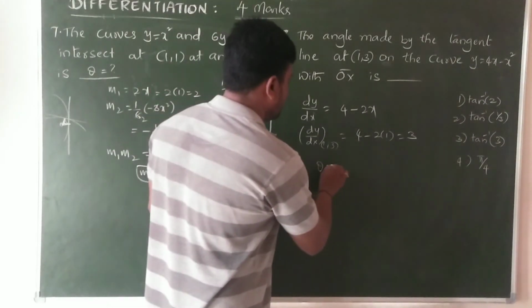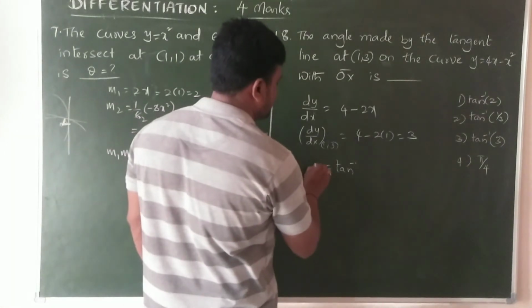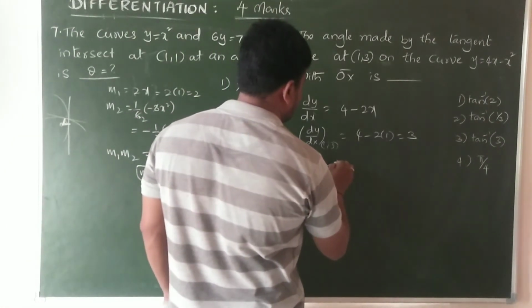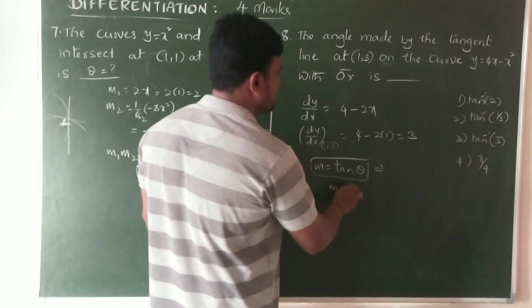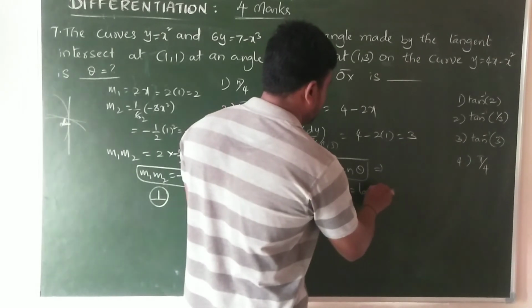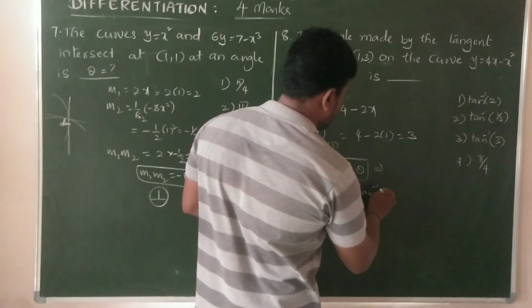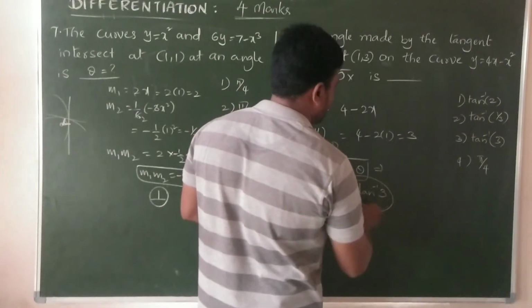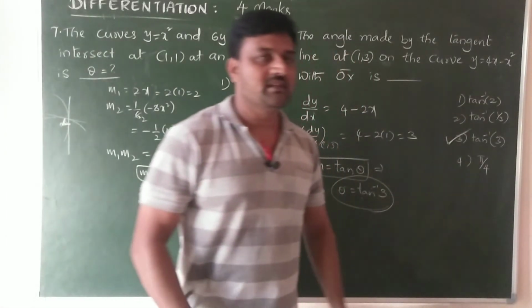Now we know theta equals tan inverse. Actually m equals tan theta, yes or no? m equals tan theta, then theta equals tan inverse m. m is nothing but dy by dx, so tan inverse of the slope. Okay, now the third one is our option.